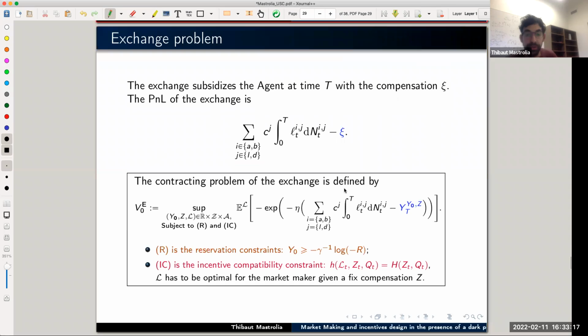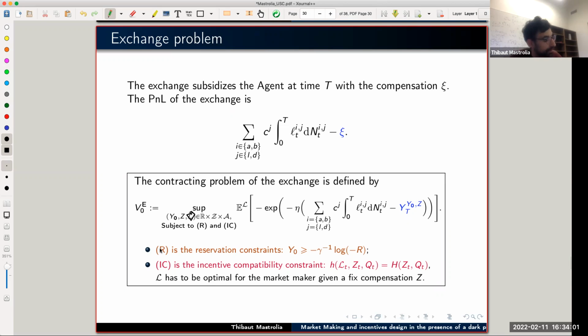So the exchange wants to find a salary, which is composed by Y0 and Z. Okay, if I write like that, we see nothing. So the exchange proposes a compensation and a salary to the market maker to optimize a utility of its own PNL. And we also assume that it recommends to the market maker some volumes to fix, but these volumes are admissible for the market maker.